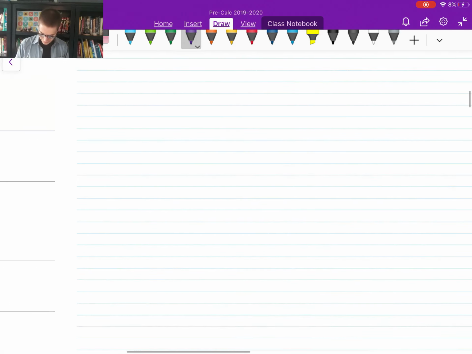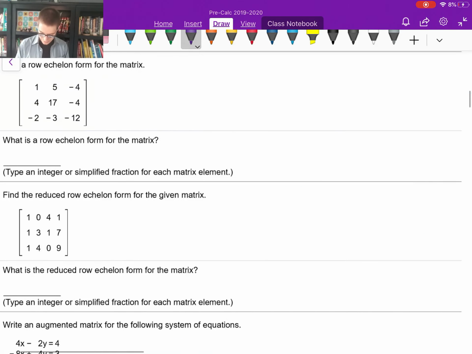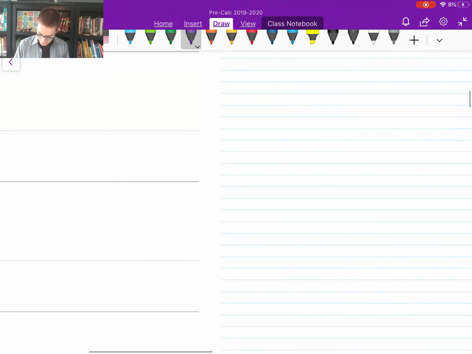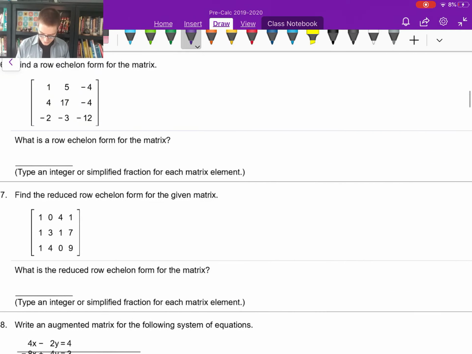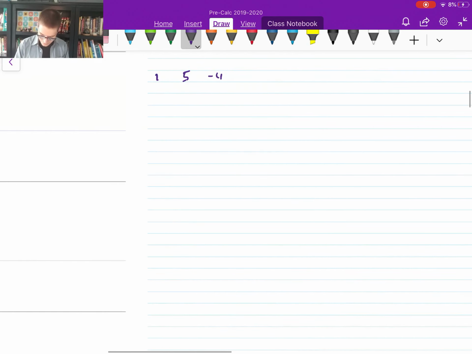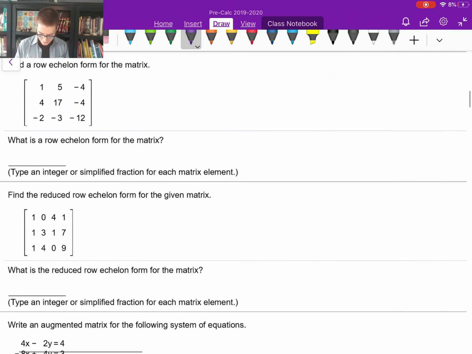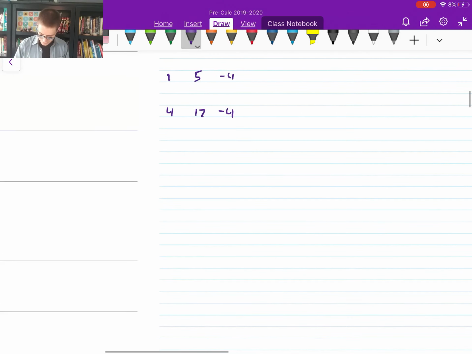So do 1, 5, negative 4. Let's rewrite this over. 1, 5, negative 4. And then we'll write 2 lines down. 4, 17, negative 4. And negative 2, negative 3, negative 12. Okay, so let's see. We want to get rid of that bottom one.